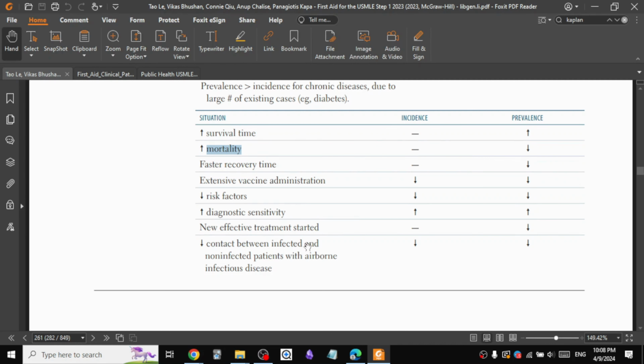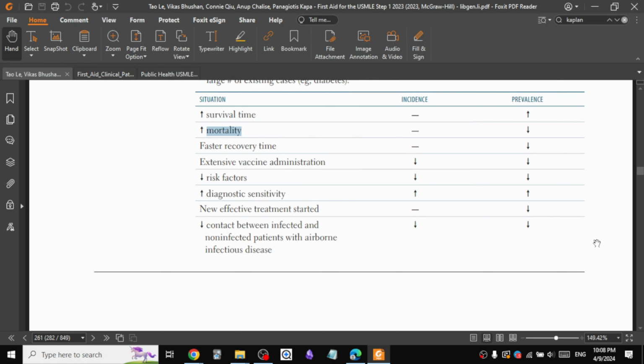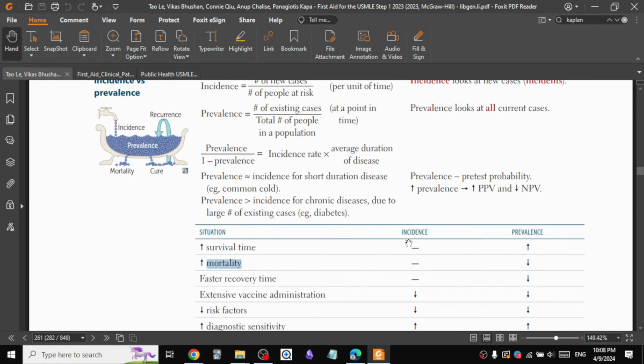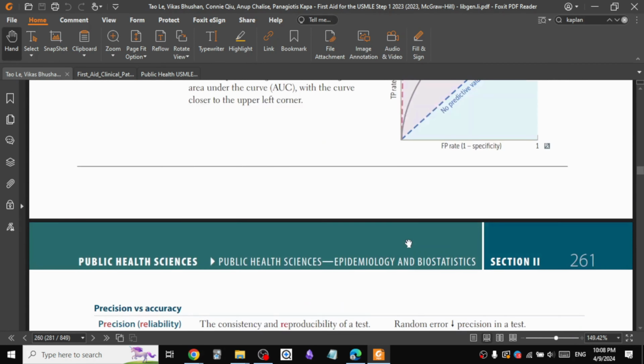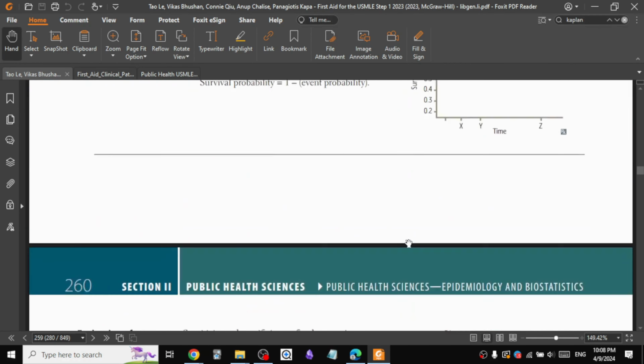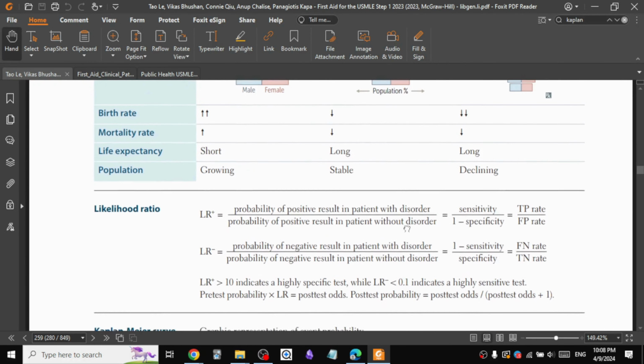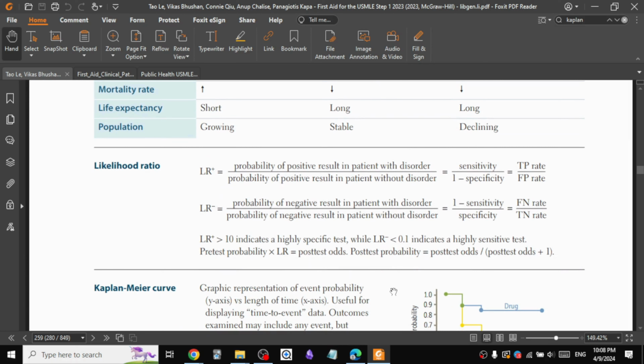Decrease contact between infected and non-infected patients with airborne disease. Yeah, this is the example I gave you basically. So you see these two. Now, one thing I saw here. Yeah, this was the reason I was going through pre-test probability and stuff like that.